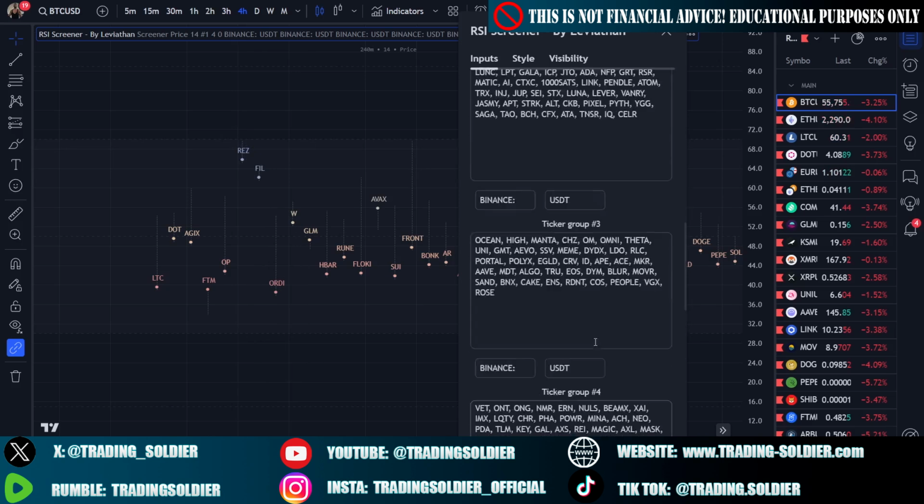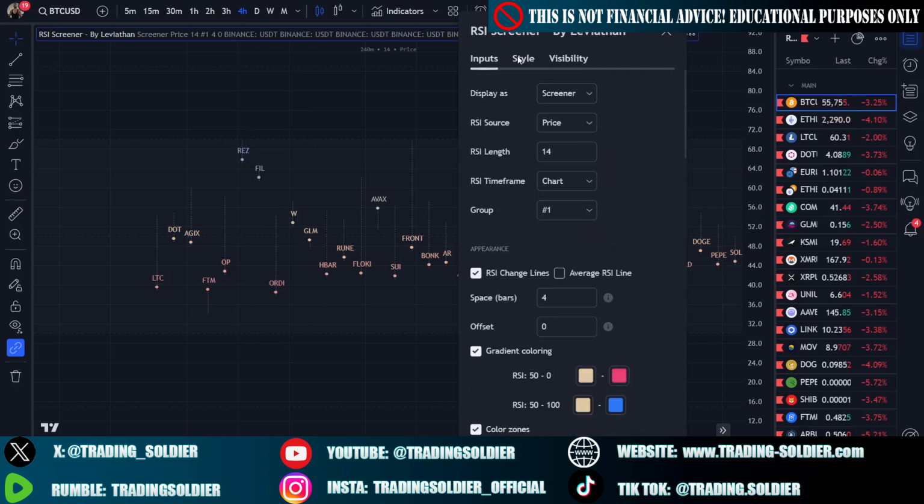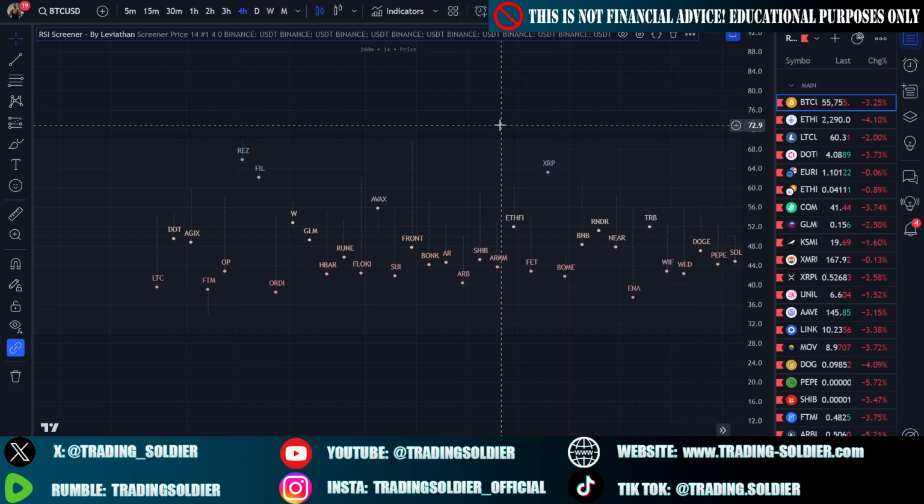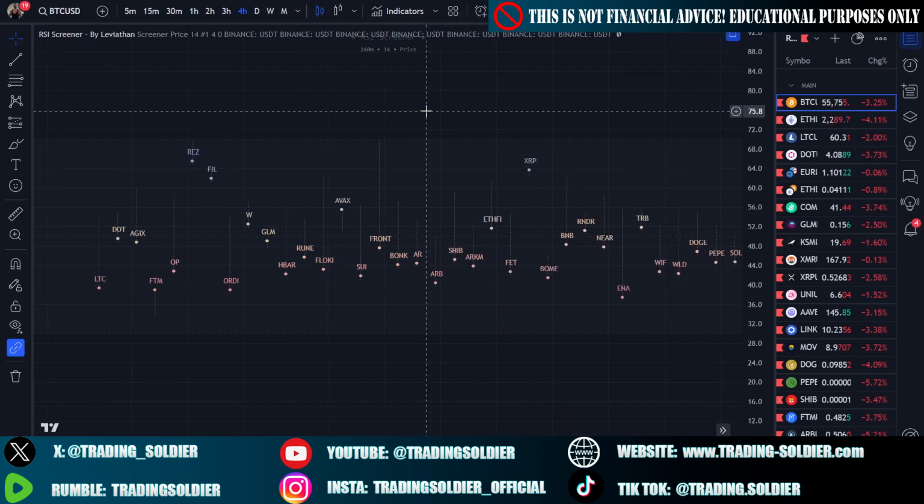Okay, so these are the settings of the indicator. Very simple indicator, very complete indicator. And as I said, how can I use this indicator? So in theory, if you are an RSI trader, you should know what RSI measures.